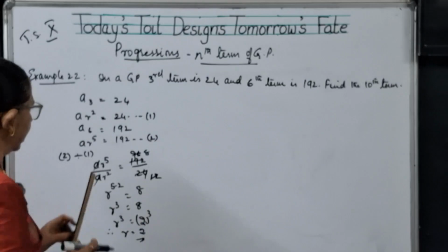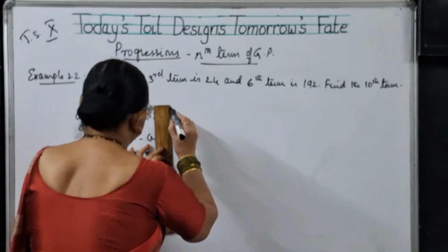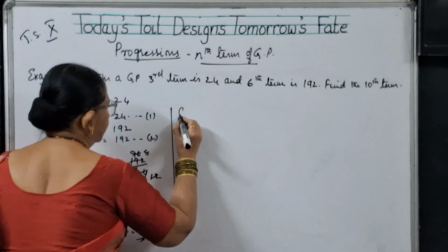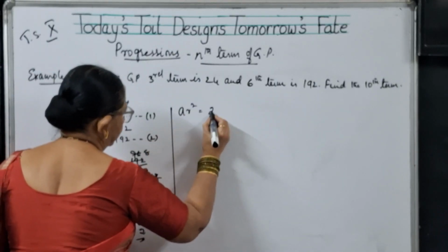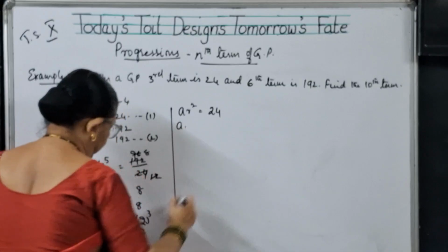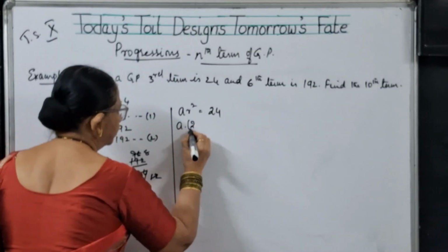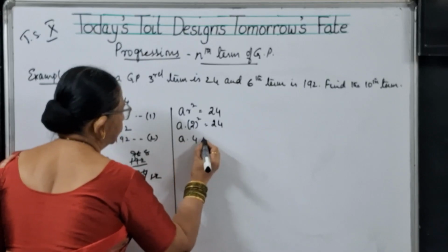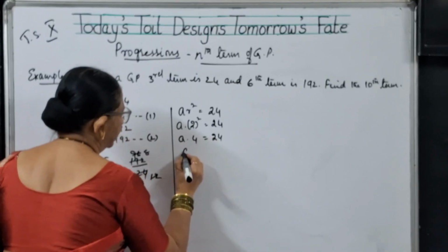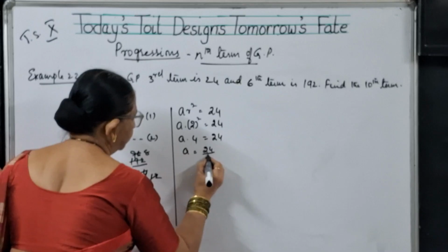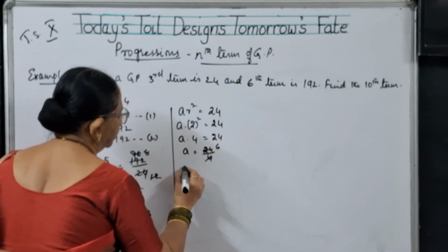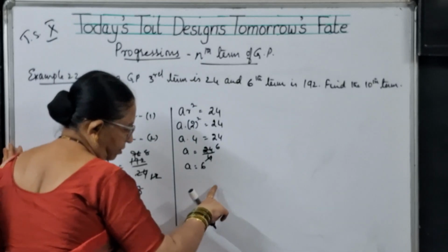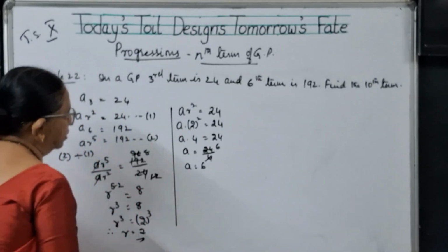So when you get the r value as 2, you can substitute that r value in any one of the equations. I'll take the first equation. a r square is 24. So a into 2 square is 24. That is a into 4 is 24. a is equal to 24 by 4. 4 sixes are 24. So a is equal to 6. I have got the a value as 6 and the r value as 2.